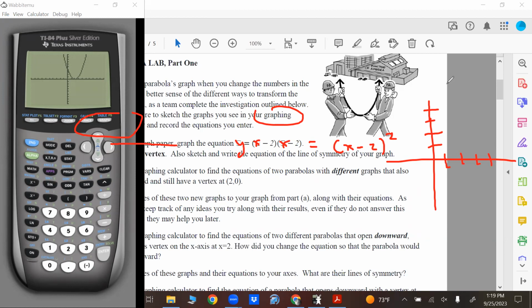Okay, so the graph looks like this. It crosses the y-axis at 4. Here we go. So that's how the graph will look. I'm going to do it on Desmos because it's easy for you guys to see what's happening. But that's how you graph it in the calculator.